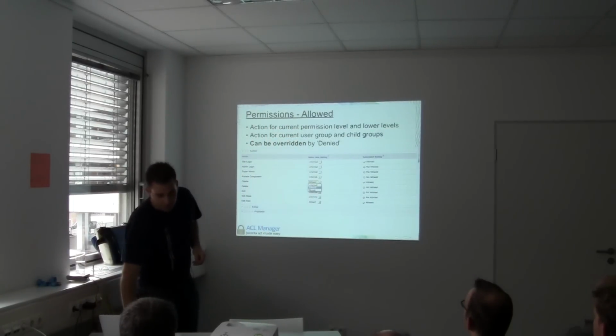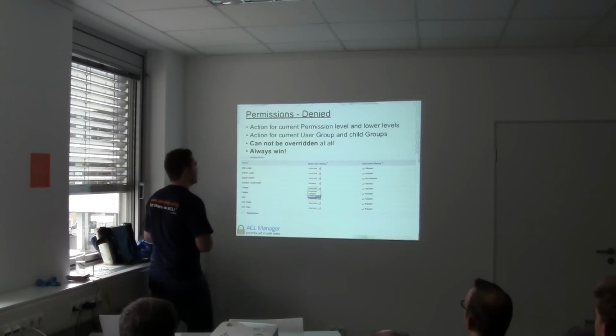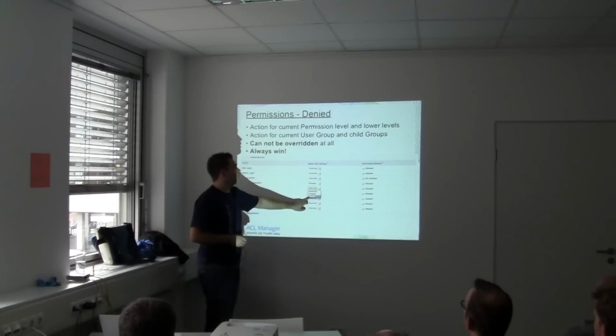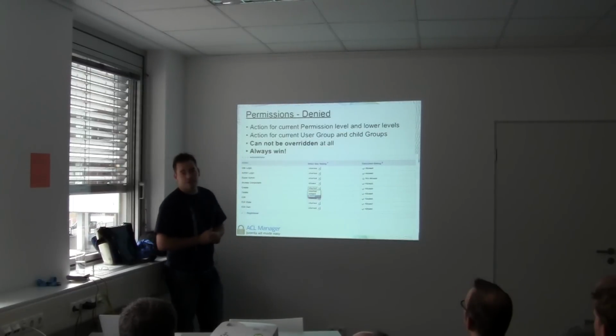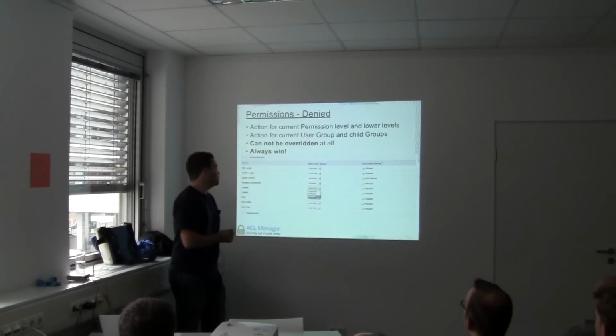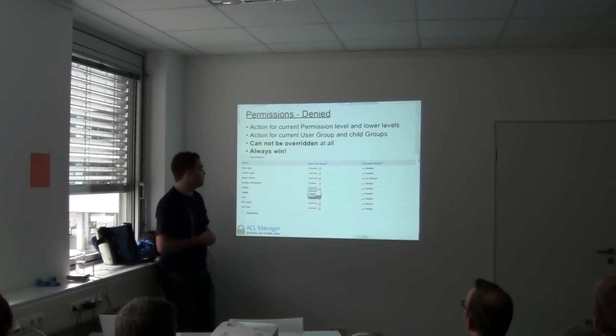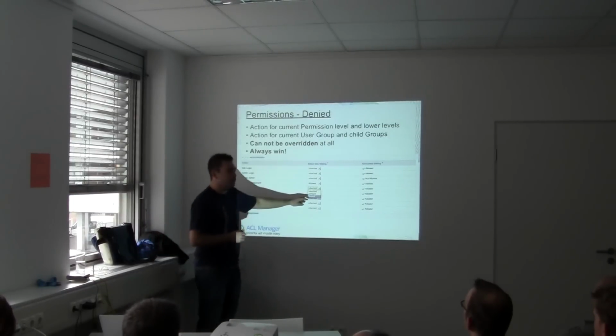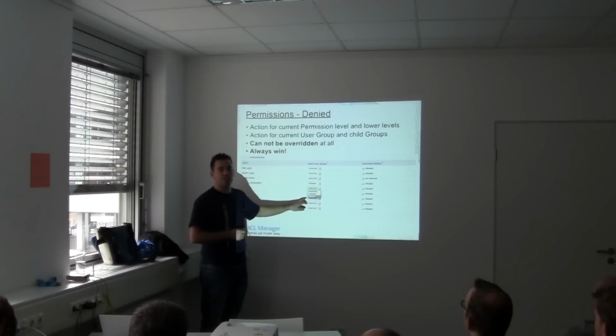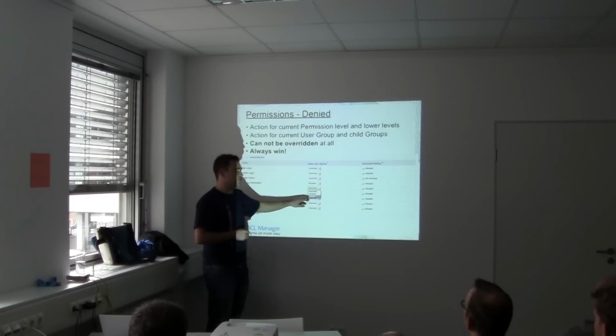The last option to select in the drop-down is denied. And denied is a very difficult one. Once you use denied for an action, you can't change that for a user group below or any other lower level. So once you denied something, it's a hard denied, you can't change it. So it's best to try to avoid denied as long as possible.